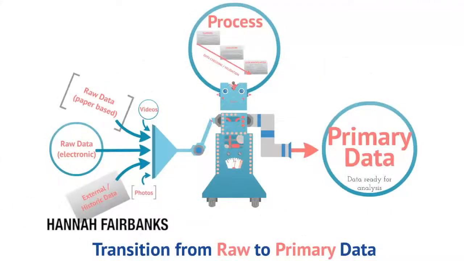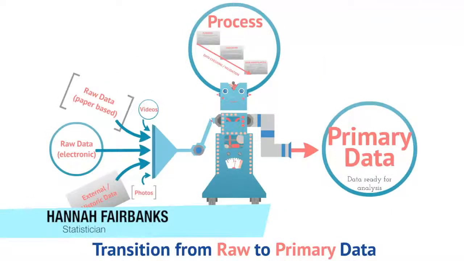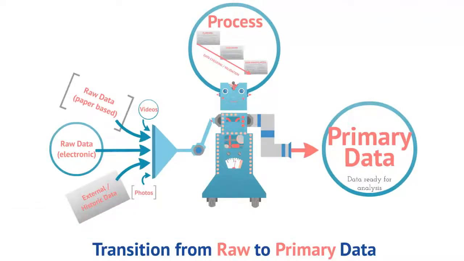Once the data has been collected for your activity, it needs to follow a process from being in its original raw state to transition through to the final primary datasets that will be analysed. This video introduces the key stages in this transition process.